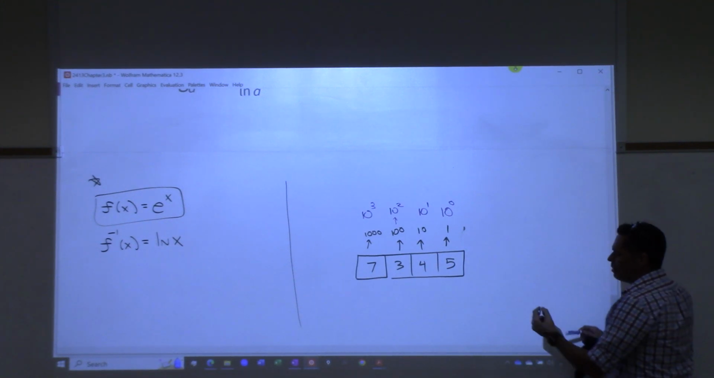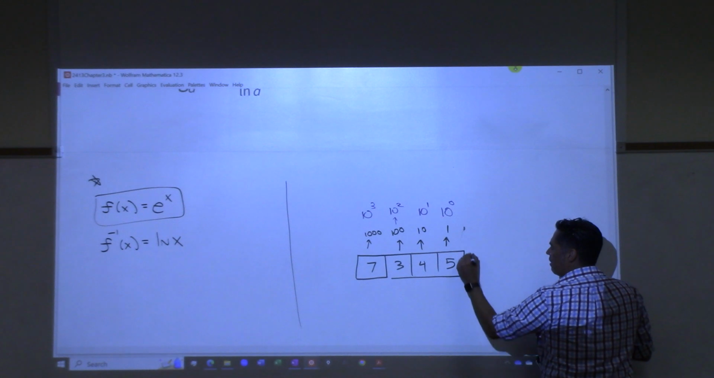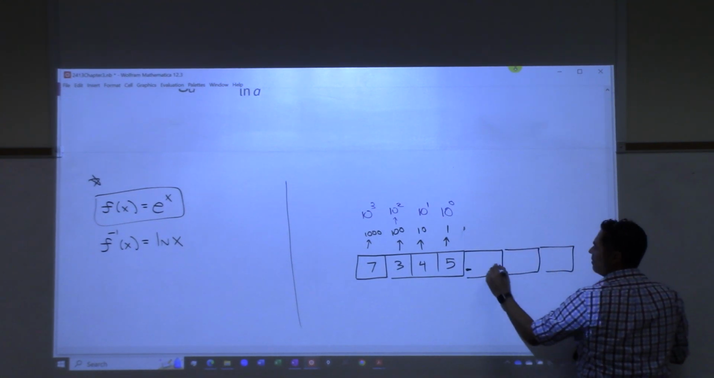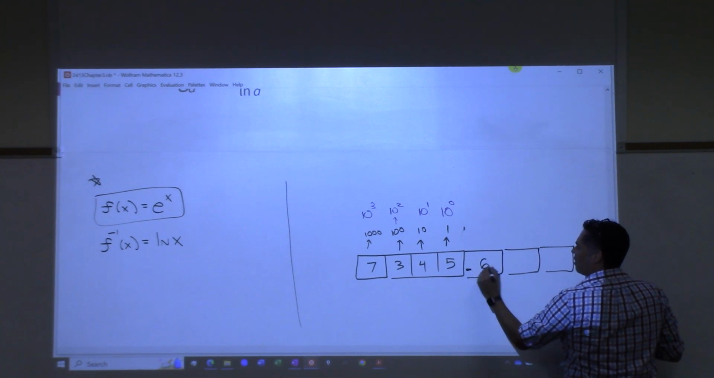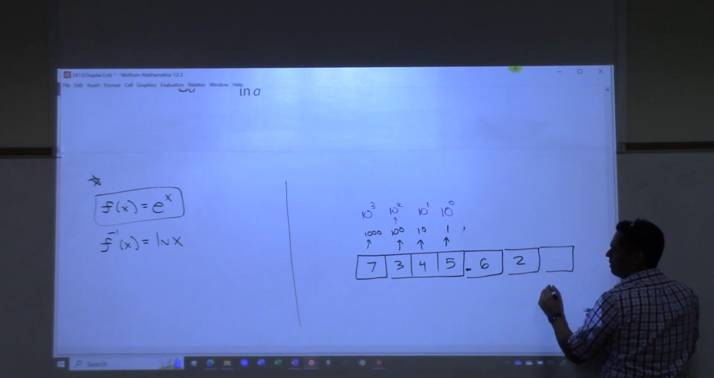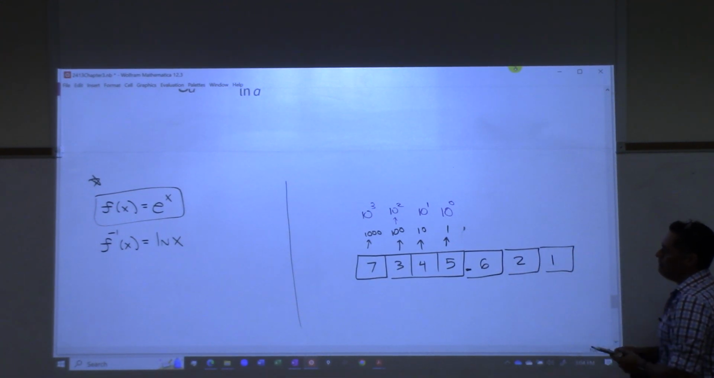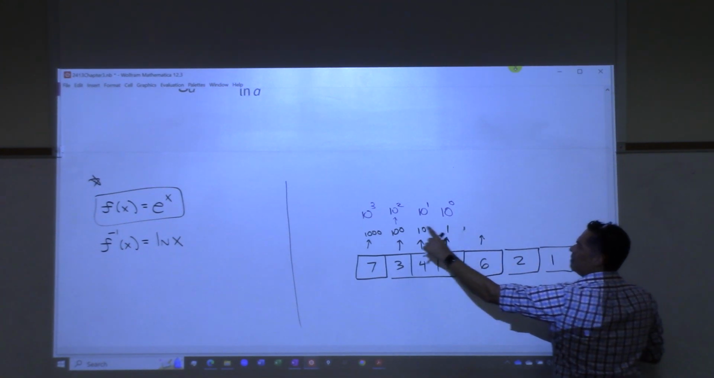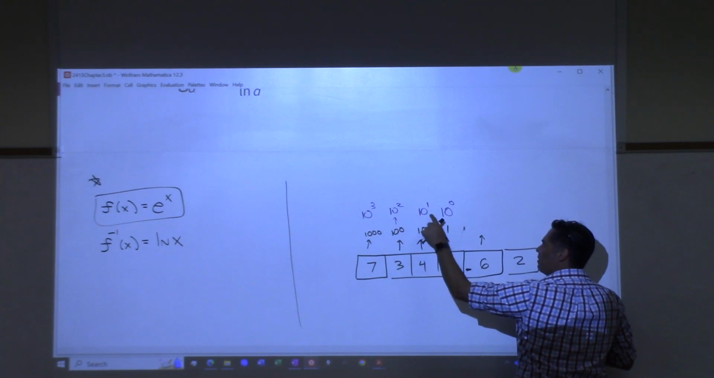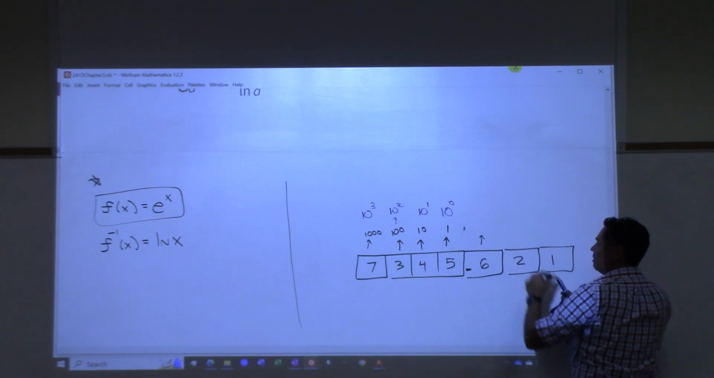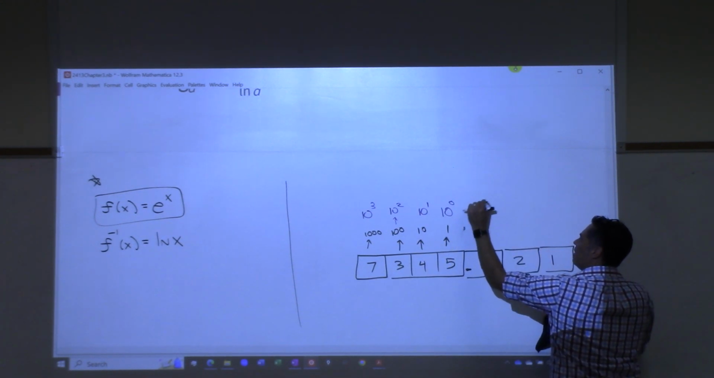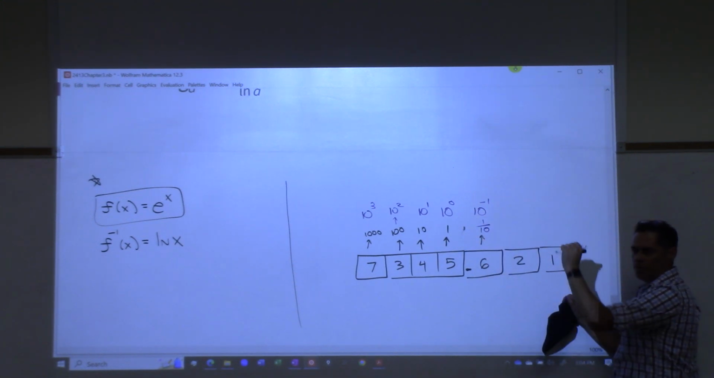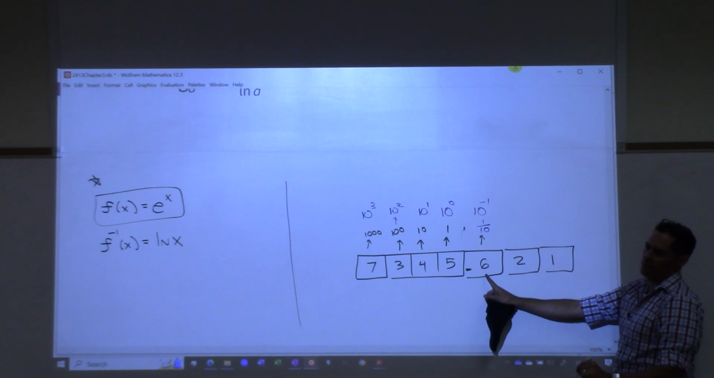Now, what about backwards? If I put a decimal point here and now start going this way, if I put, let's say, 6 here, and then 2 here, and 1 here. Well, what's the pattern? What should the next one be? 10 cubed, 10 squared, 10 to the first, 10 to the 0, 10 to the negative 1. Well, what does 10 to the negative 1 mean? 1/10, right? 1 over 10. This is how many tenths you have.